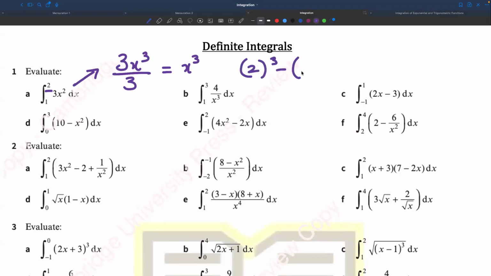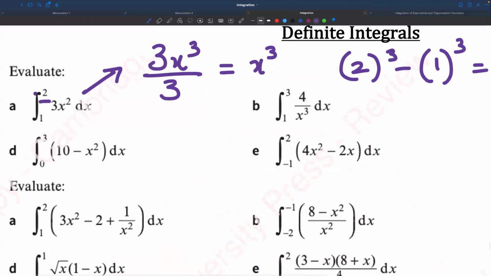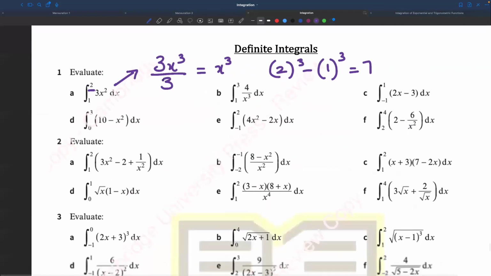And then you will subtract the lower limit 1. In place of x, you will put these values. 8 minus 1, 7 becomes the answer. You just put in these values in place of x and subtract the upper and the lower limit, and that is it. You will get your final answer.